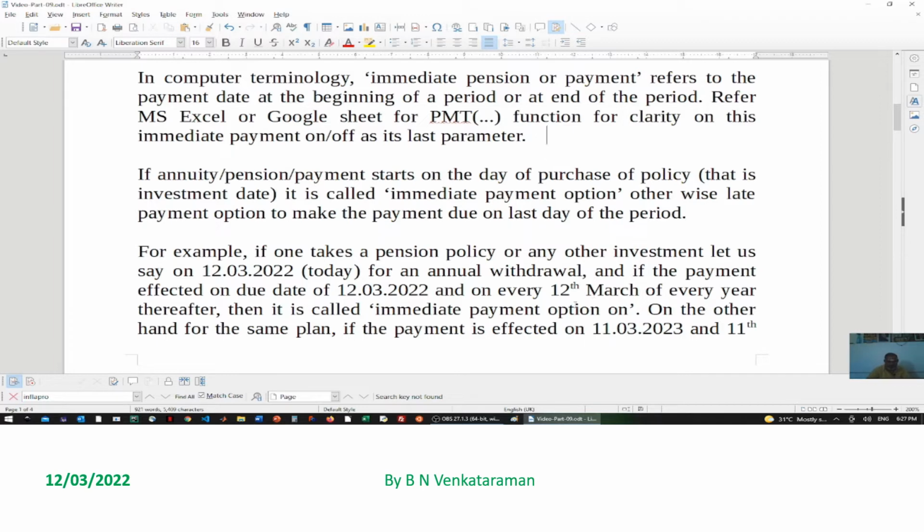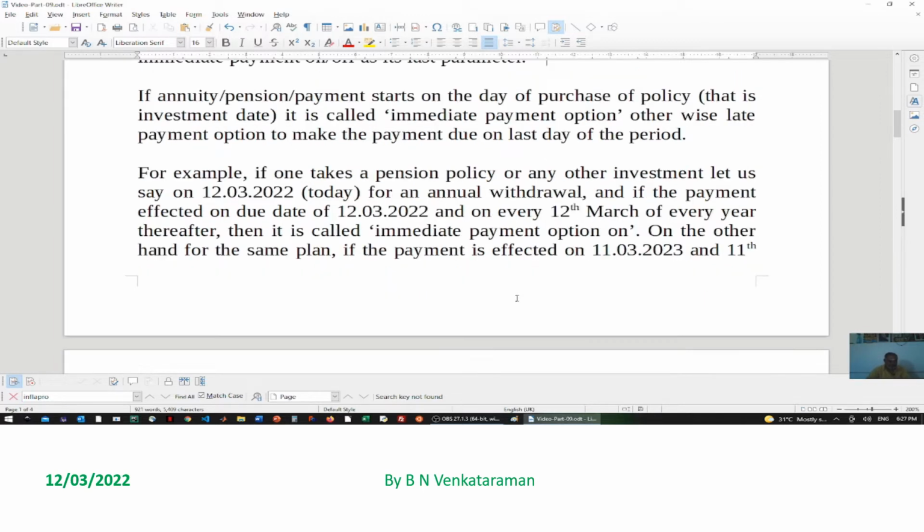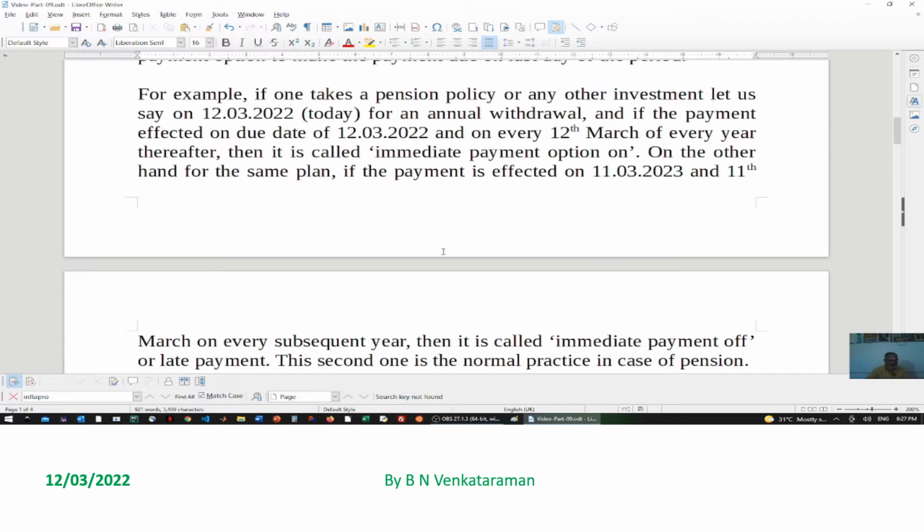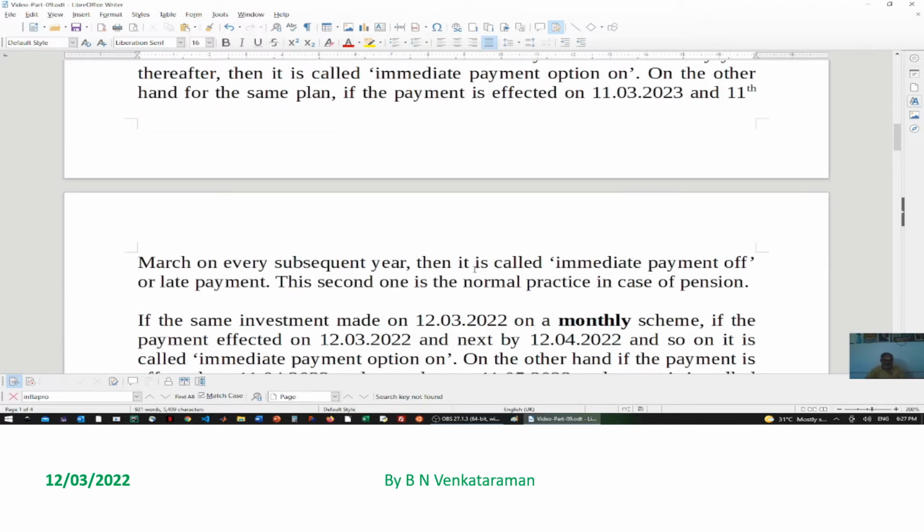On the other hand, for the same plan, if the payment is effected on 11th March 2023 and 11th March in every subsequent year, then it is called immediate payment off, or late payment. This second one is the normal practice in the case of pension.